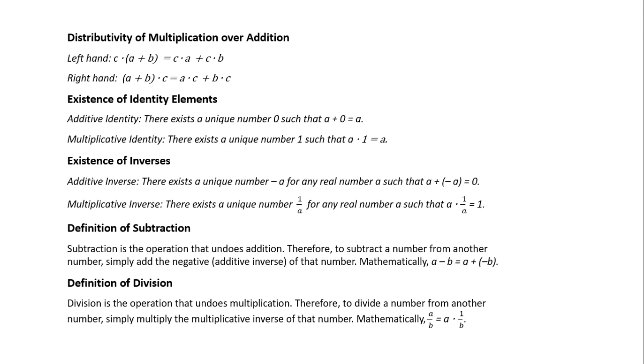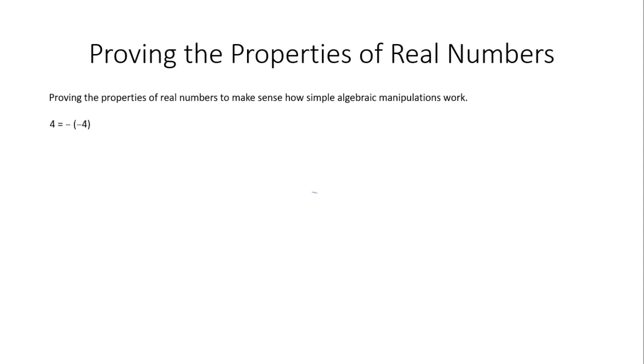These field axioms serve as the foundation of the properties of real numbers. In this section, we will use these field axioms in proving the properties of real numbers to make sense of how simple algebraic manipulations work. In this part, we will challenge our fundamental knowledge in algebra on why 4 is equal to the negative of -4. Why -3 times 4 is equal to -12, or multiplying two negatives leads to a positive result.